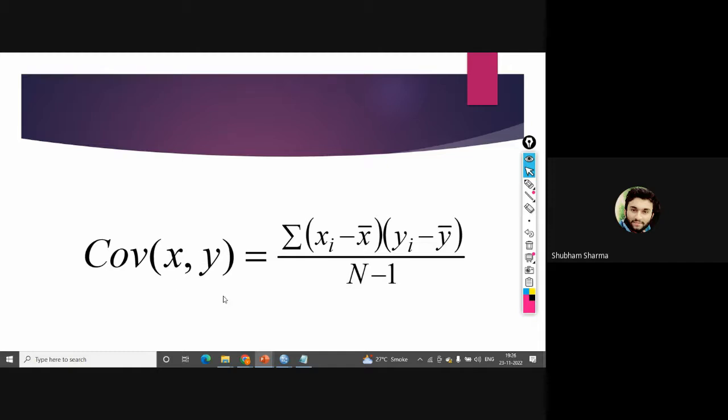It's understood. This value is nothing but the correlation value. As of now, it is in the unstandardized form. The moment you write it as a correlation value, you say that it is the standardized form of the covariance.